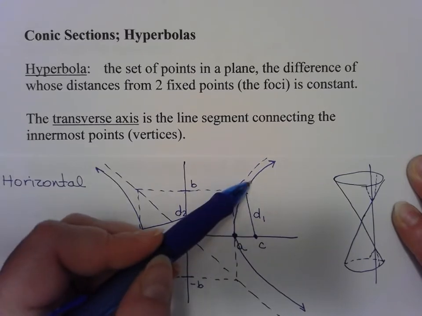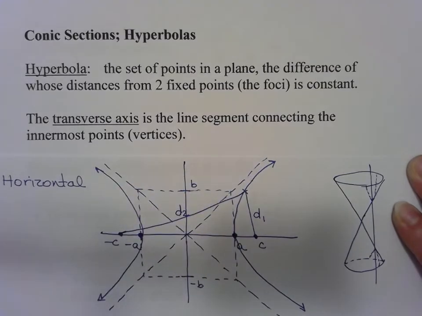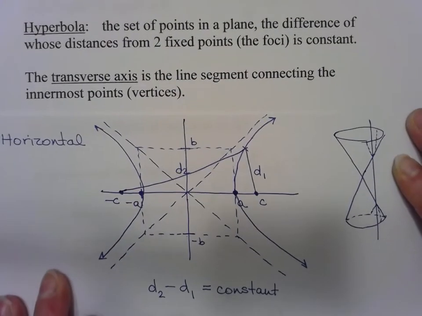So I could move to another point on the hyperbola and it should obey the same relationship, right? Or a point down here or on this curve. Anywhere on the hyperbola should maintain this.